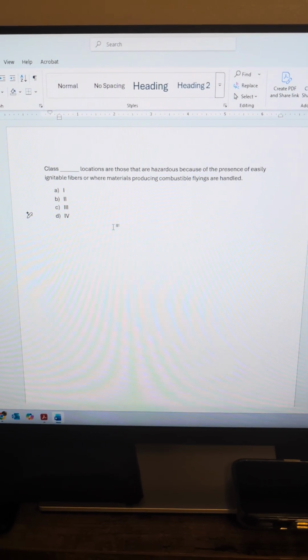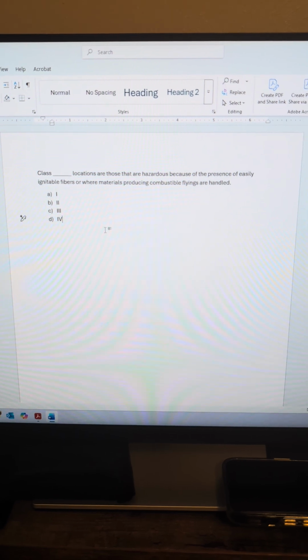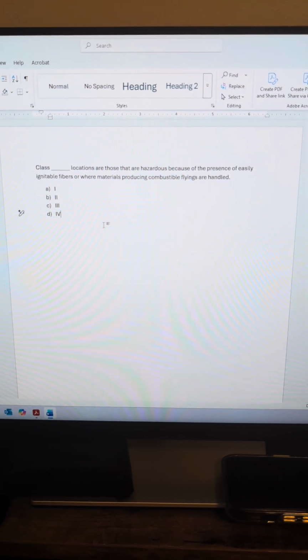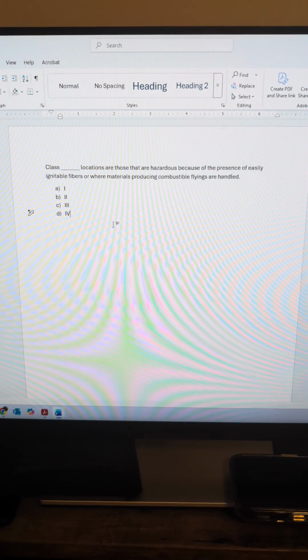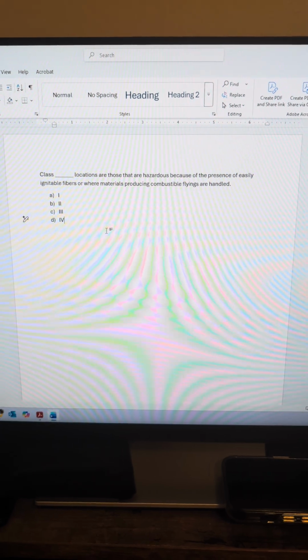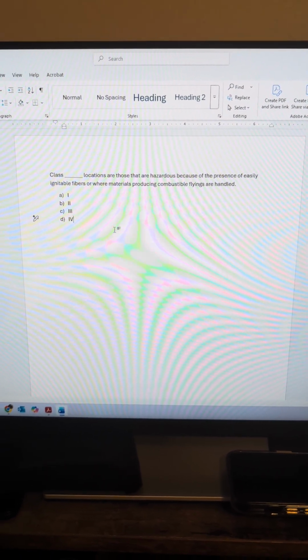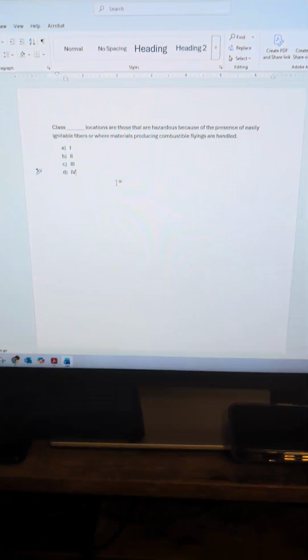Class blank locations are those that are hazardous because of the presence of easily ignitable fibers or where materials producing combustible flyings are handled. And then you have class 1, 2, 3, 4. Class hazardous locations are going to be right there, article 500.